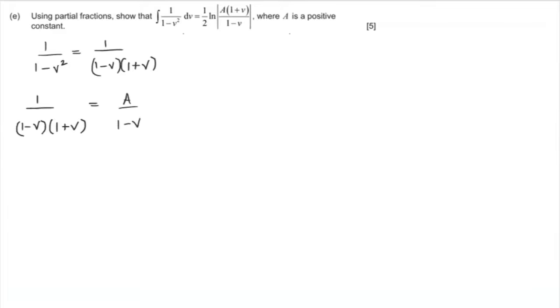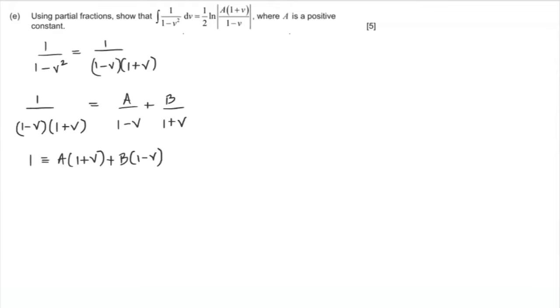Okay, so let's just pick 1 over 1 minus v squared first. And we know that we can write it as the difference of two squares, 1 minus v and 1 plus v. So for the partial fractions, both are linear factors in the denominator. So A over 1 minus v plus B over 1 plus v. So you can multiply both sides by the denominator on the left-hand side. This will end up as A times 1 plus v plus B times 1 minus v.